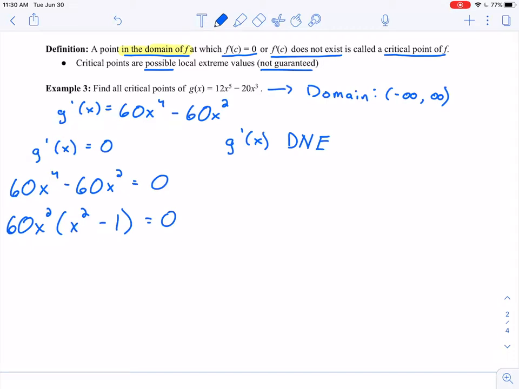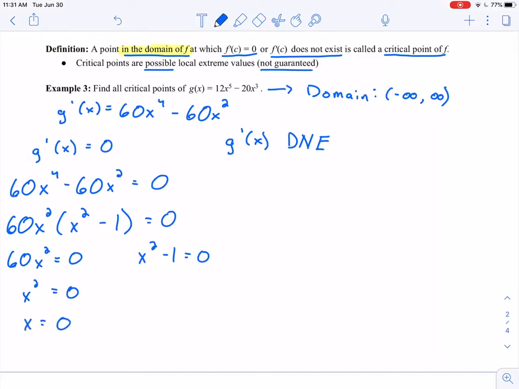Once I have this, I can take each factor and set it equal to 0, or you could continue factoring x squared minus 1. That's a difference of two squares. I would take each factor and set it equal to 0, so 60x squared is equal to 0, and x squared minus 1 equals 0. On the left-hand side, if I divide by 60, I'll have x squared is equal to 0, and I take the square root of each side, I end up with x equals 0.